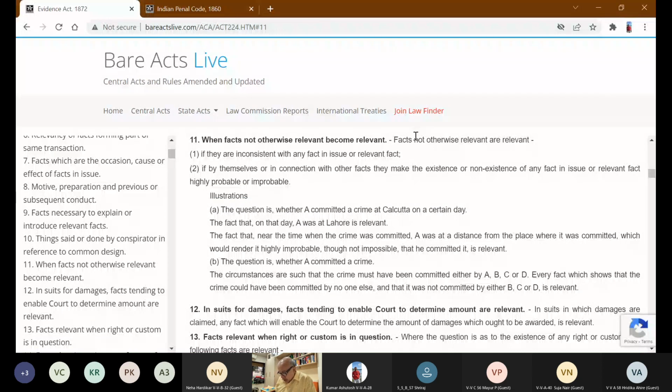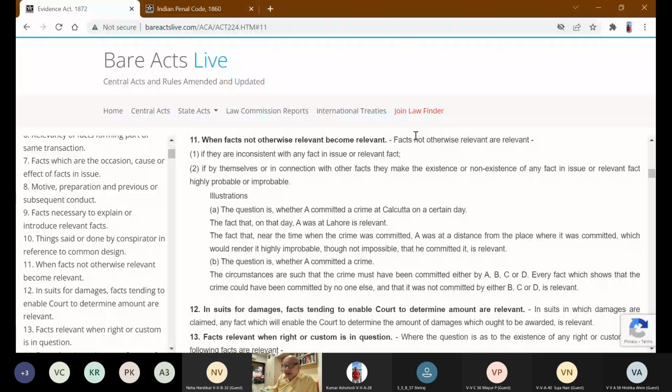Section 46: facts not otherwise relevant become relevant if they support or are inconsistent with the opinion of experts, when such opinions are relevant. So you can prove that this man is not an expert, that his qualification is not true. He claimed he has passed out from Cambridge, but his degree is from Ulhasnagar, not even competent. So something inconsistent, you can prove it here.